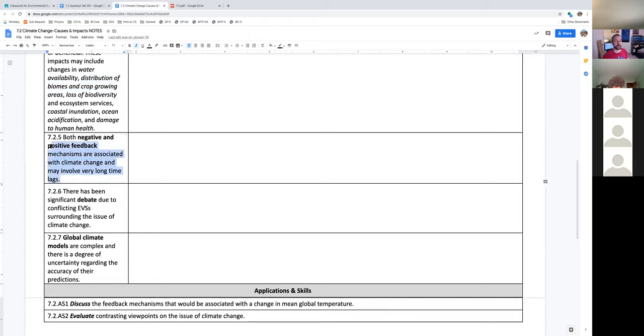We talked about positive feedback mechanisms. We did not touch on negative feedback mechanisms. So what would be an example of a negative feedback mechanism? This is really important. Make sure you have some notes about this. Negative feedback mechanism.